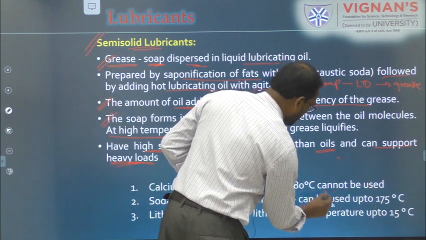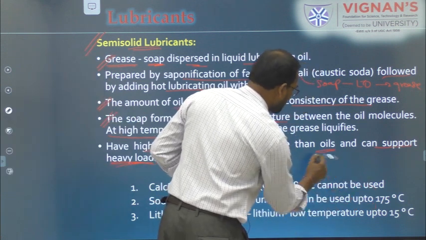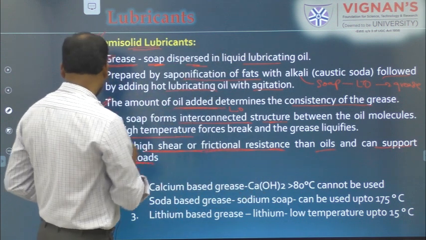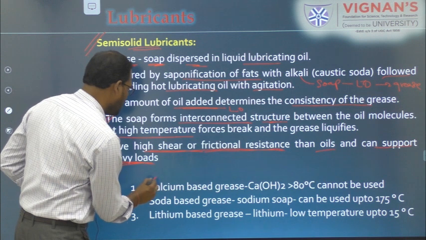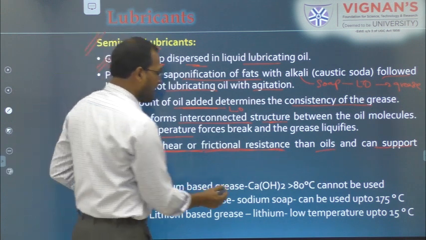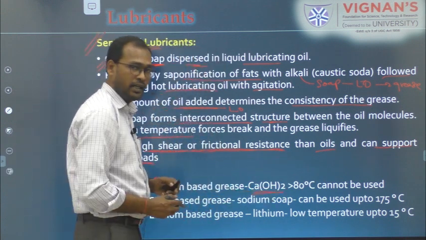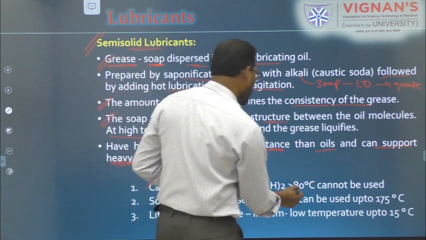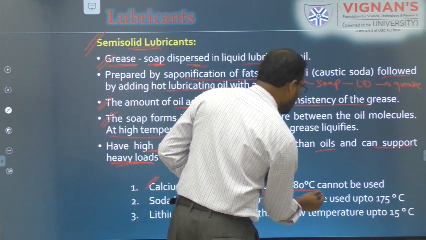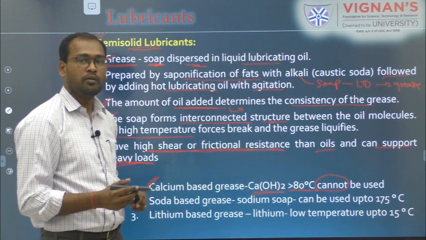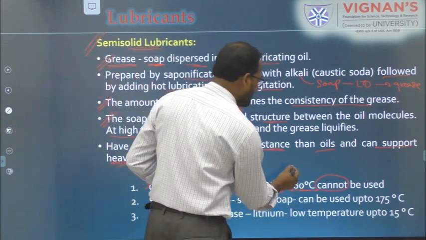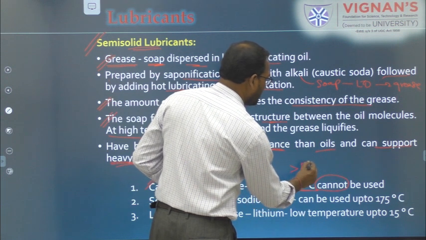of greases which have been prepared using different compositions. The first one is calcium based grease. It has calcium in it in the form of hydroxide, and this cannot be used above 80 degrees Celsius. So calcium based grease cannot be used at a temperature greater than 80 degrees Celsius.